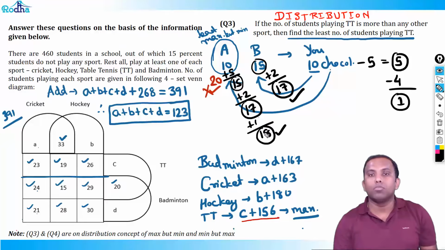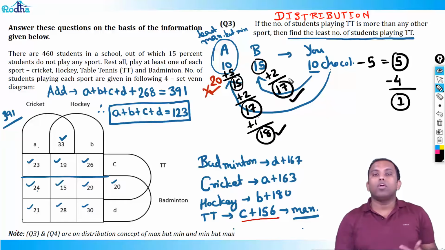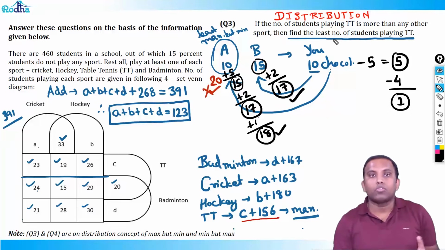So A is more than B, but that number is as small as possible, right? This is the meaning of maximum but minimum. This is the language this question uses, right? If A gets more than B, find that least number possible, right?